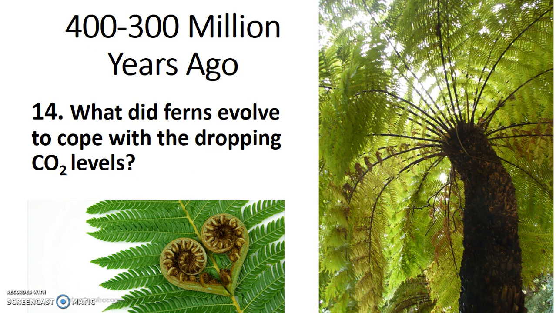The problem is that with all those plants, all that photosynthesis, CO2 gets lower and lower and lower in the air. And keep in mind, that's what ferns and all plants need for food. So they needed to get better at absorbing CO2 from the air. So they did. The way they did that was they evolved leaves.